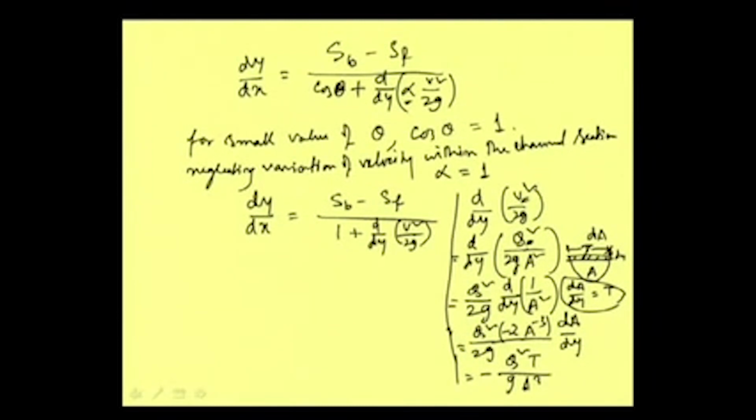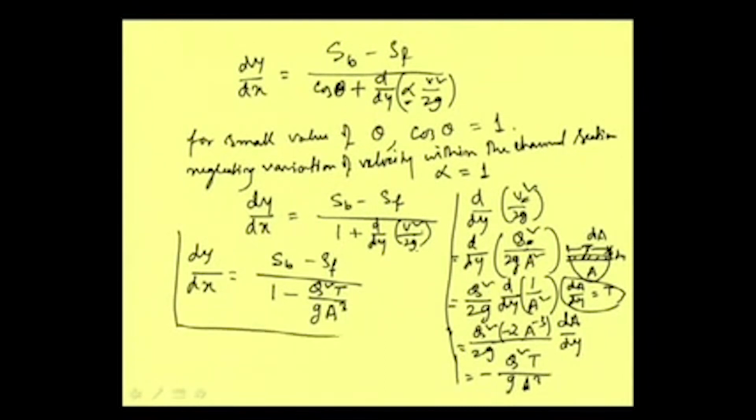So, putting this expression for d dy of v square by twice g, we can write dy dx is equal to (SB minus SF) divided by (1 minus q square t by g a cube), and this is what is called the governing equation of gradually varied flow. This equation number I am just putting as A. It is a very important expression, and this equation is used for various practical purposes.